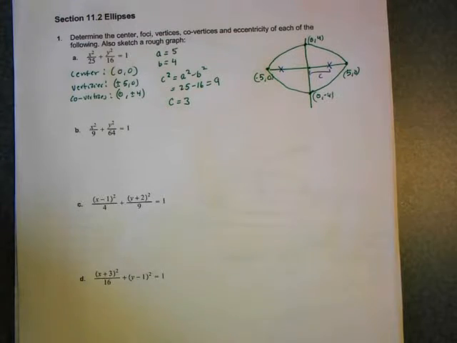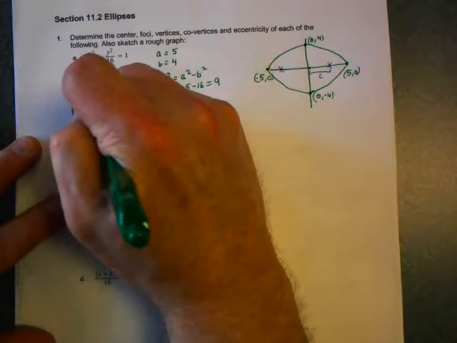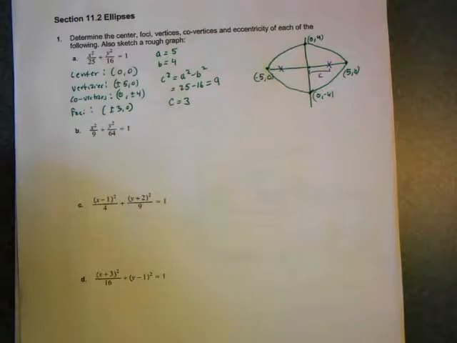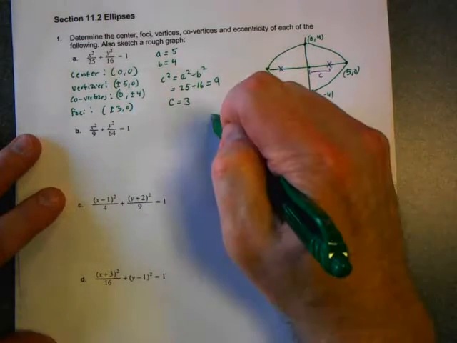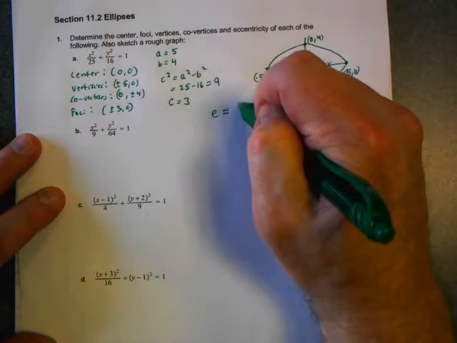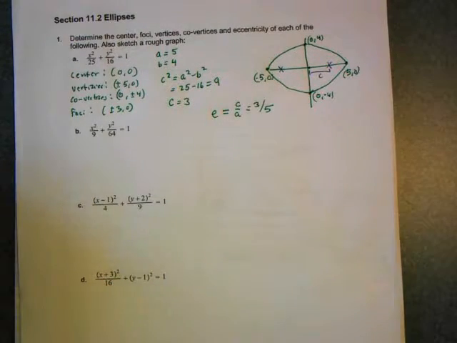So where are the foci? Plus or minus 3, comma 0. Excellent. And finally, what would the eccentricity be? It's C over A, so it would be 3/5. Questions on that?